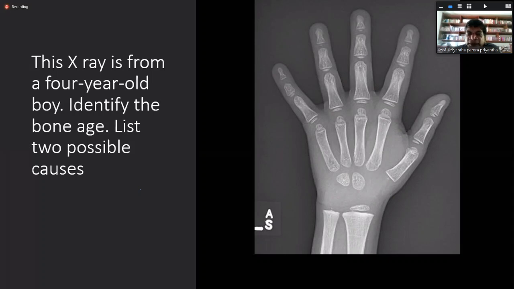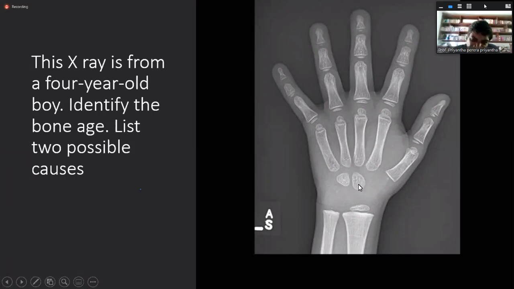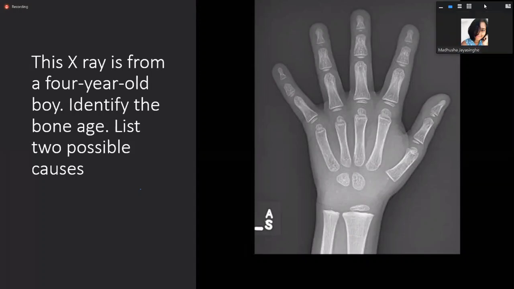Okay. So maybe it's not even 6 months, it's between 6 months and 2 years. Make it 2 years, right? Okay. Right. Any other questions? Sir, can you explain rickets using this specimen again?